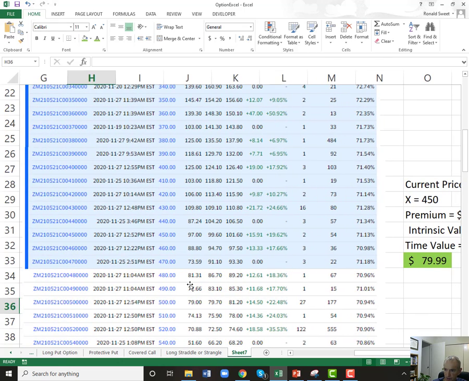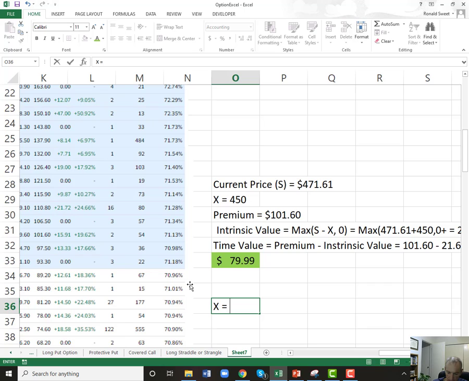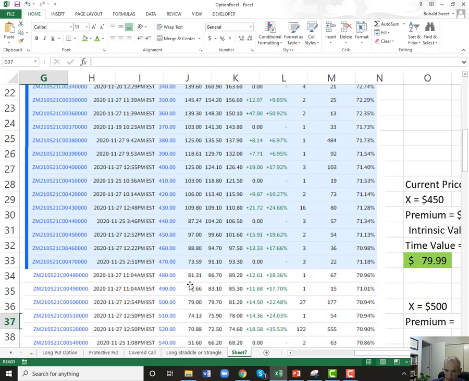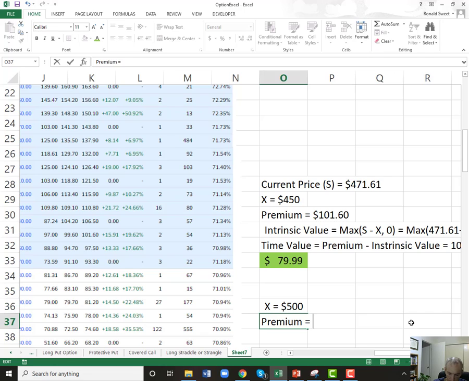Let's try 500. Let's do a strike of $500. So we did a strike of 450, which was lower than the current stock price. Now we'll do a strike of 500 that is higher. The premium on that for a 500 strike is 81.20. The intrinsic here is going to be really easy. This is out of the money. So we're going to do the max of 471.61 minus 500 and 0, and that is going to equal 0.